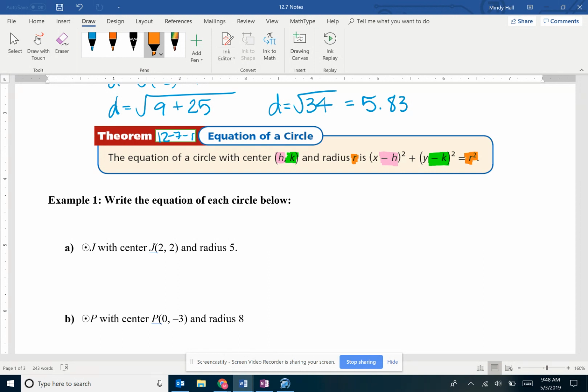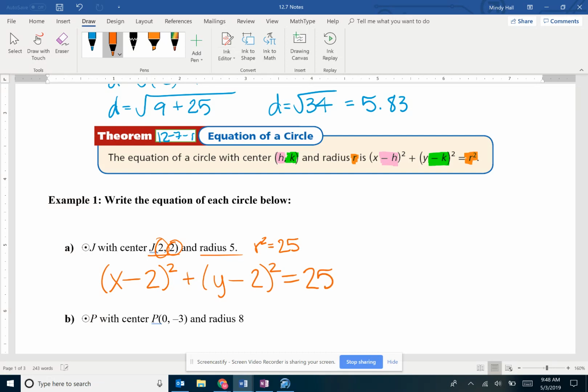So if we look at part A and we want to write an equation for a circle with center at (2, 2) and a radius of 5, because I know I'm going to have to square that, I'm just going to say r squared is 25, because then I can already have the number. I don't have to think about it anymore. So then to write the equation, it's always x minus whatever value is there. So since that's a 2, it's x minus 2 squared plus y minus always another 2 squared equals r squared, which is 25. And that is all you have to do for that.